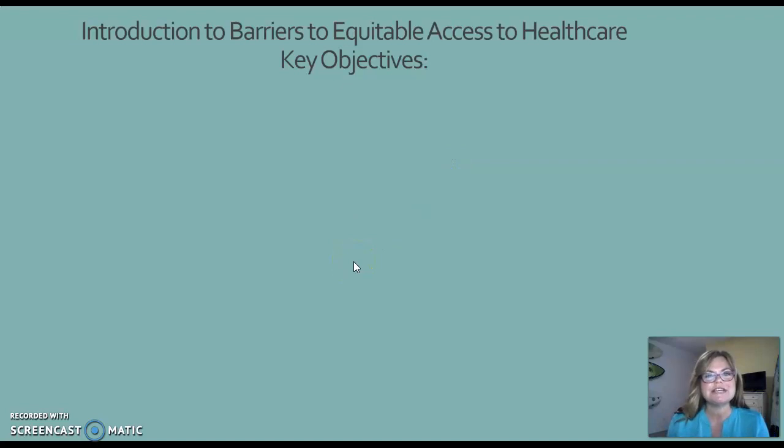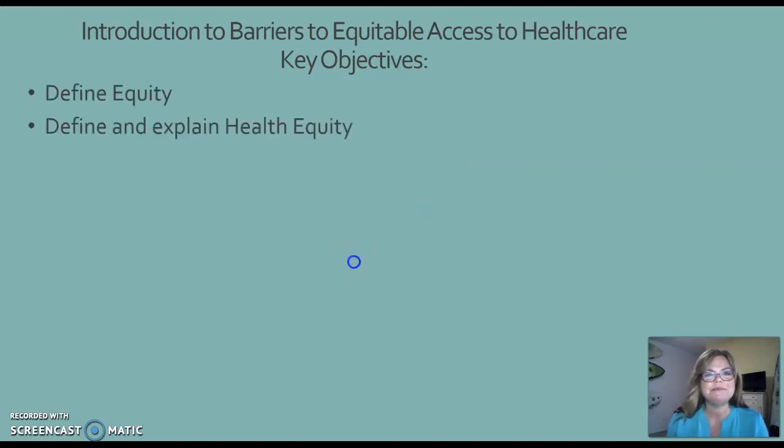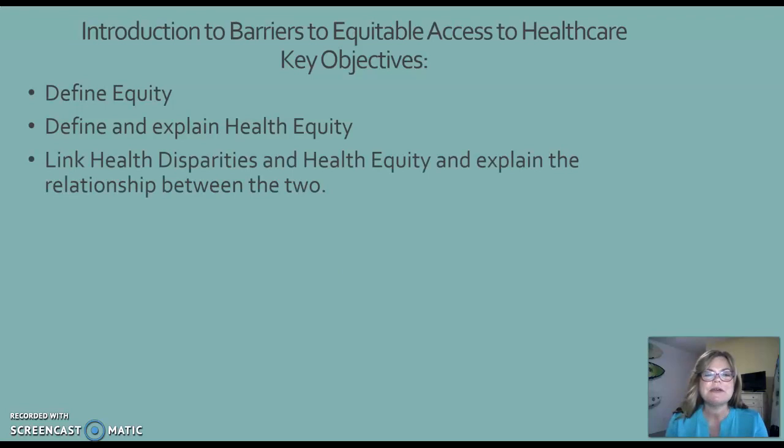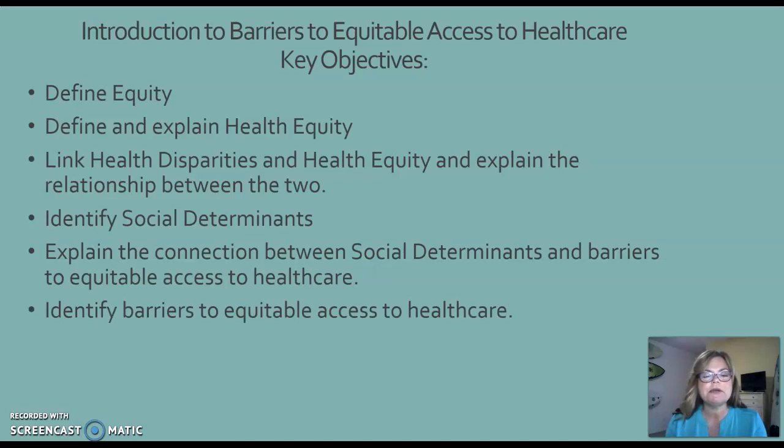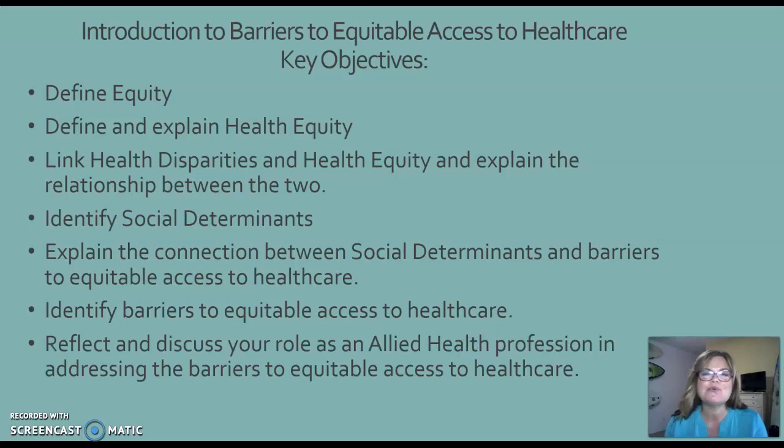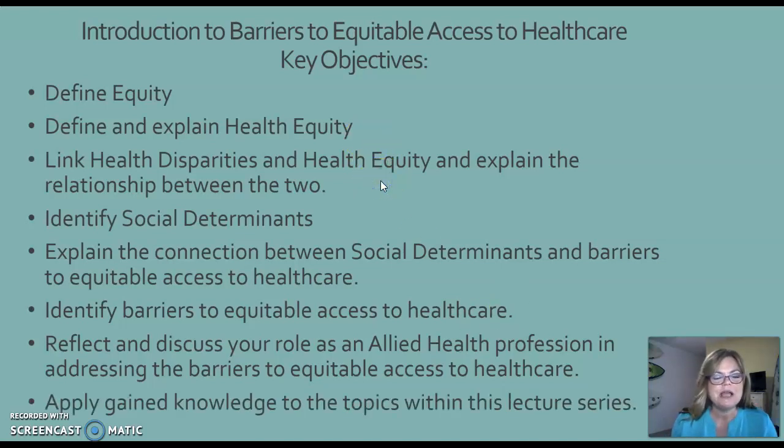So the key objectives for this lecture today are: define equity, define and explain health equity, link health disparities and health equity and explain the relationship between the two, identify social determinants, explain the connection between social determinants and barriers to equitable access to care, identify the barriers to equitable access to care, and reflect and discuss your role as an allied health professional in addressing these barriers. Apply your gained knowledge to the topics within this lecture series.